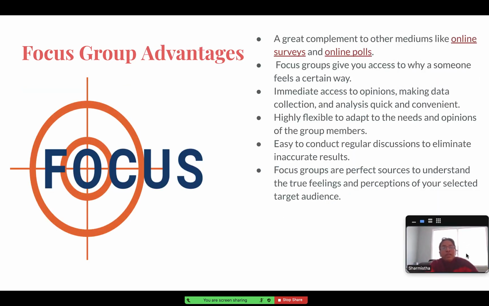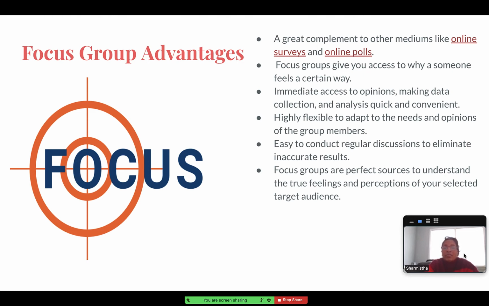So some of the advantages of the focus group is that it is a great complement to other mediums like online surveys and online polls. It helps us to collect more data when we are doing research. Focus groups give you access to why someone feels a certain way. And there's immediate access to opinions, making data collection and analysis quick and convenient in the focus group method.